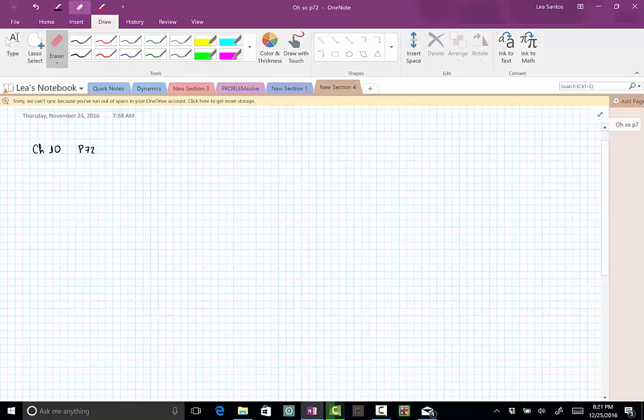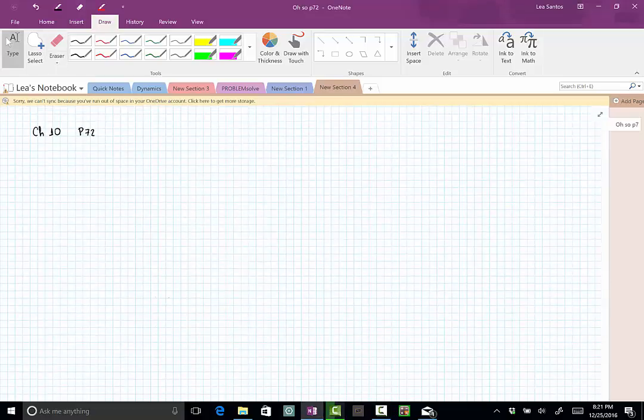This is problem 72 of Giancoli 6th edition, chapter 10. So what we have is a simple geological model that considers a continent as a block. And this block is floating in the mantle rock. Okay? And they give us the density of this block, the density of this continent.